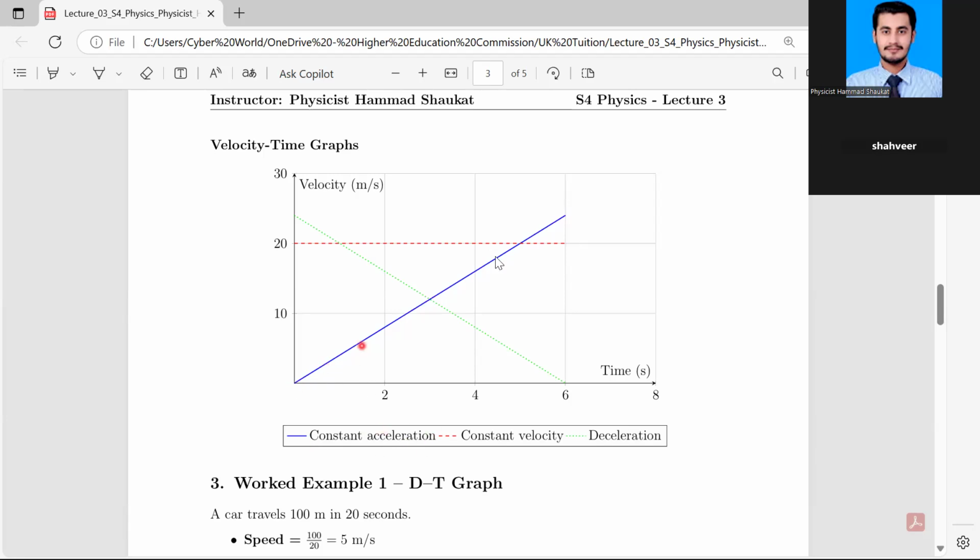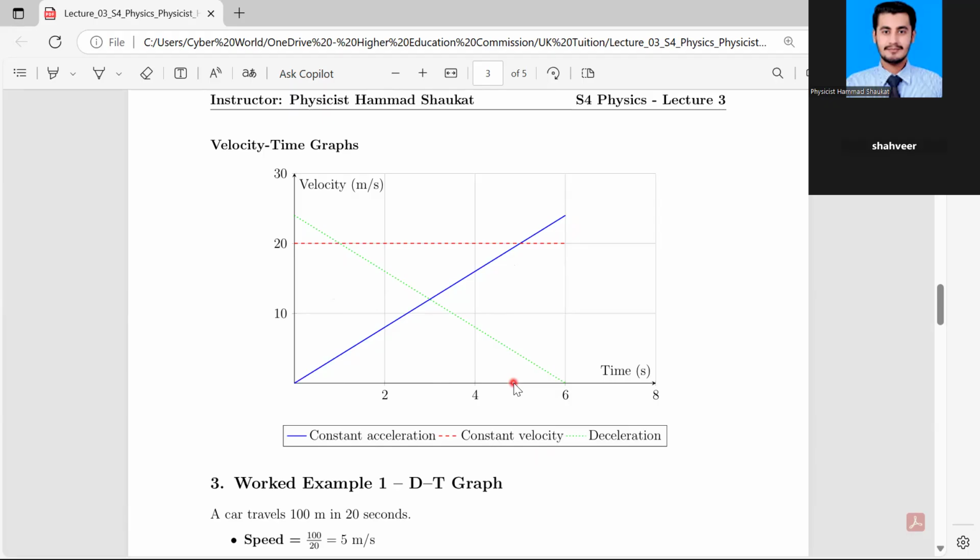And because this is a steeper line and a straight line, that's why this is a constant acceleration. But on this red line, basically velocity is not changing, the velocity remains the same, which is 20 meters per second. That's why we can say this is constant velocity. Whereas this green line, can you tell me what this indicates?